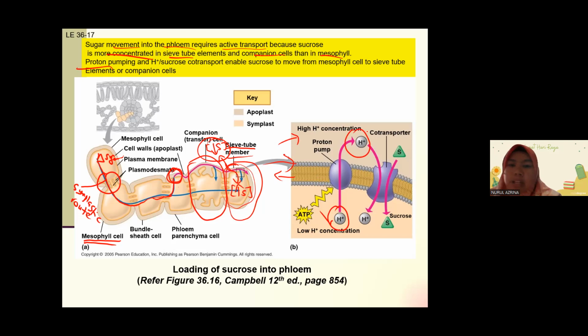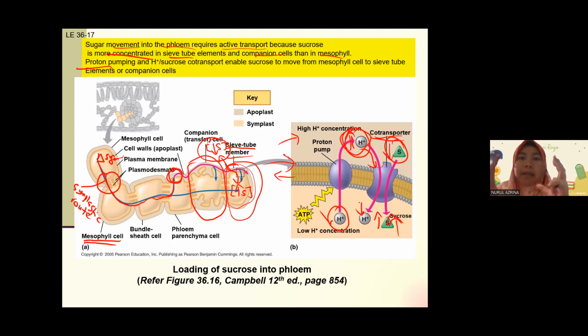Then, as we learned in Bio 1, the accumulation of hydrogen ions in the extracellular space creates a proton gradient. This proton gradient can help to transport sucrose together into the cytosol, into the sieve tube member, by using a co-transporter. So sugar from here, at low concentration, can be transported into the sieve tube cell that has high concentration, together with the hydrogen ion. The hydrogen ion moves from high concentration to low concentration. This is what I call a co-transporter.